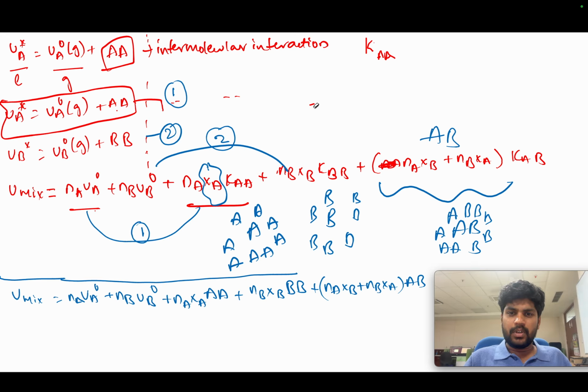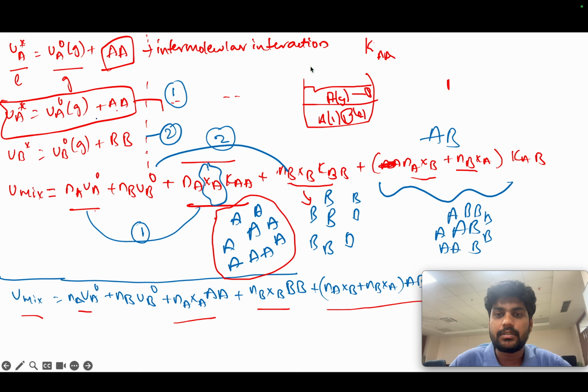What I am doing is, when I am talking about the mixture, I have taken the beaker, as we discussed previously, with A in the liquid form and B also in the liquid form. You know that we have the two components, A and B, where we have the two-component phase, as we discussed in the previous classes.